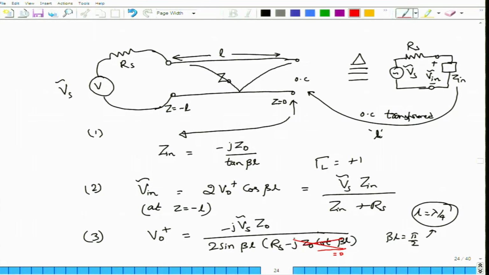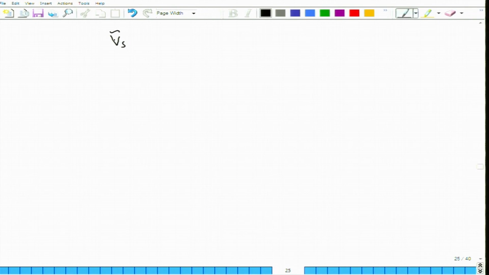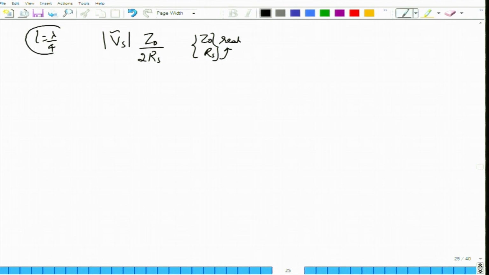So, this entire term is gone, and this term has become equal to 1, and I just have minus j Vs bar Z0 by 2 Rs. If I only retain the magnitude, the voltage is given by the magnitude of Vs bar into Z0 by 2 Rs. I am assuming that Z0 is real. I am also assuming that Rs is just the resistive internal resistance of the source, and therefore Rs is also real. So, what we see is that for the case of L equal to lambda by 4, our V0 plus voltage is actually a finite quantity given by the magnitude of the source voltage times Z0 by 2 Rs.